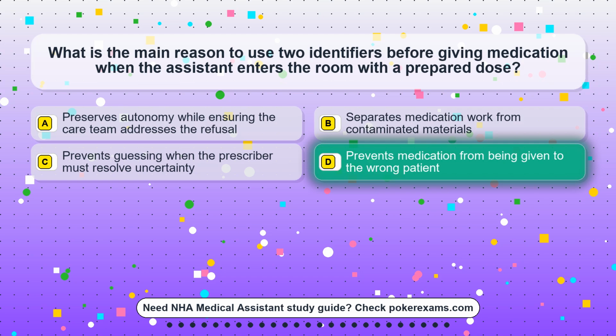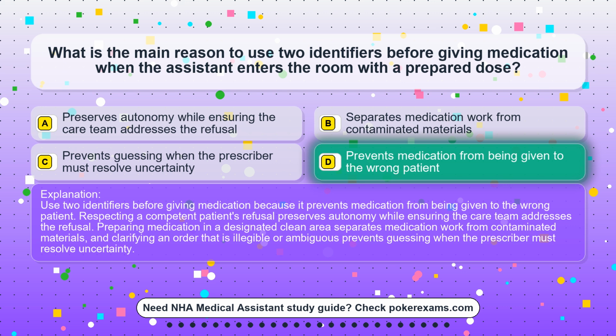The correct answer is option D. Prevents medication from being given to the wrong patient. Use two identifiers before giving medication because it prevents medication from being given to the wrong patient. Respecting a competent patient's refusal preserves autonomy while ensuring the care team addresses the refusal. Preparing medication in a designated clean area separates medication work from contaminated materials, and clarifying an order that is illegible or ambiguous prevents guessing when the prescriber must resolve uncertainty.